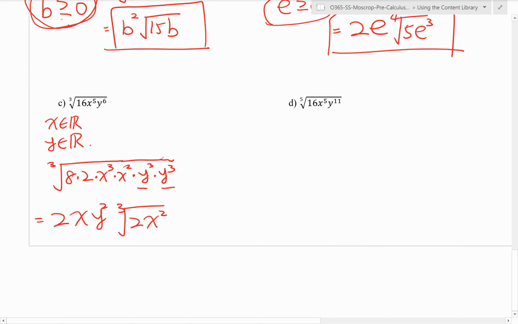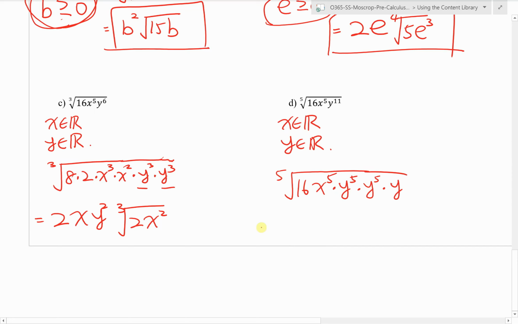Part D is a fifth root. Again, it's odd numbers. So then again, x could be anything and y could be anything. Okay, and now fifth root of 16, there's nothing I can do about that. However, I can do something about the x and the y. Okay, well, x is just to the power 5, that's perfect. Y to the power of 11, I'm going to change that to y to the 5, y to the 5 times y. Okay, I think hopefully you don't need to do this after you feel practice.